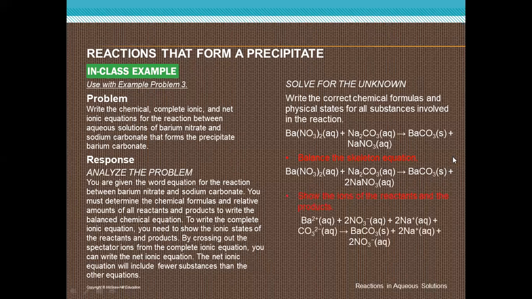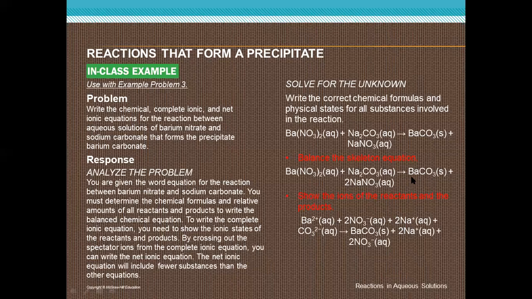After that, show the ions of the reactants and the products, ions only. Ba(NO3)2 can be separated into Ba 2 positive ion, barium ion, plus 2 NO3 negative, it's the nitrate group, plus 2Na positive, it's a sodium ion, plus CO3 2 negative, it's a carbonate group, to produce BaCO3.